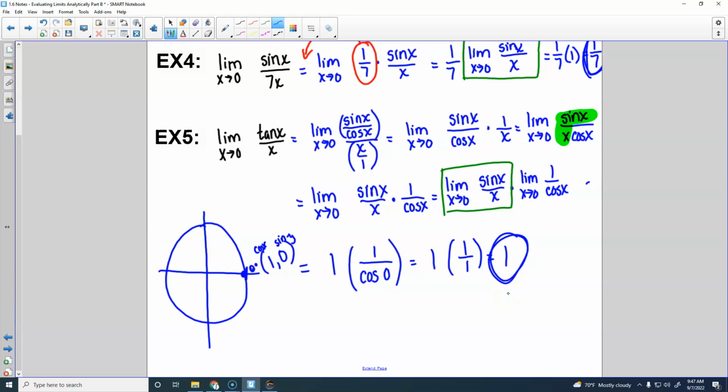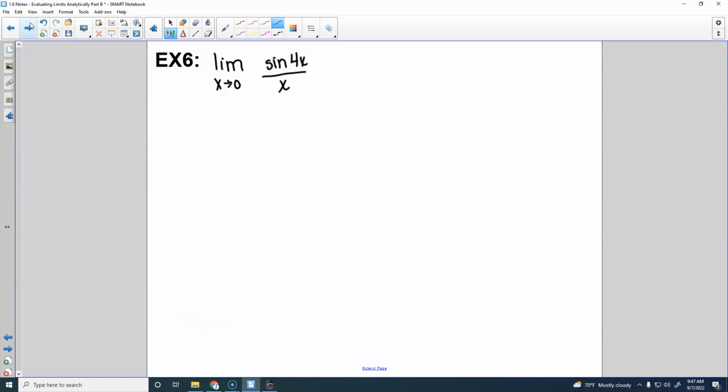Anybody else feel a little disappointed to do all that work and get 1 as your answer? I did a little bit. We are going to have to work on unit circle. At this point, it's mostly just looking at the point where we're approaching 0. So it's not going to be a terrible problem, but we do need to know that. All right, let's look at this one.